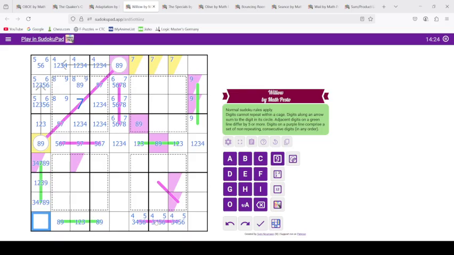But 4 can't go here because of the 4 there. So where does it go along this column? Can't go up there. Can't go here, it has to be here. Can't go there because then these 2 would be 9. So yeah, this is a 3, 4 pair with a 9 here.